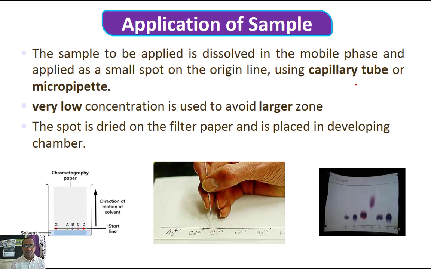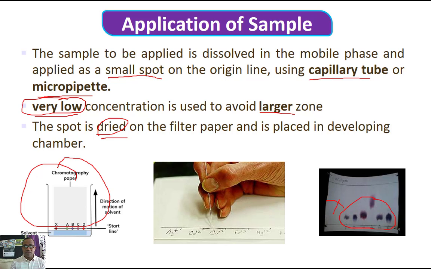The sample is applied by using a capillary tube or micropipette, so that a narrow needle can be used, which creates a small spot on the filter paper. Generally we use a very low concentration so that we can avoid the formation of larger zones. Here you can see the zones are quite large and diffuse. To avoid such things, we use a very low concentration of the sample molecule. Once spotted over the paper, the sample is kept for drying, so that the sample molecule gets stuck to the paper and concentrated. Once it is dried, we put it into the developmental chamber for the analysis.